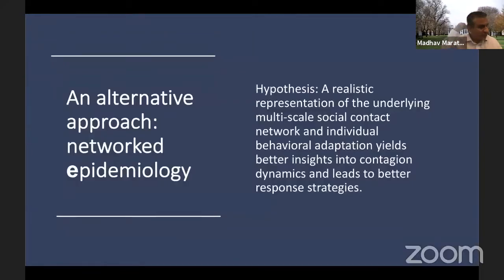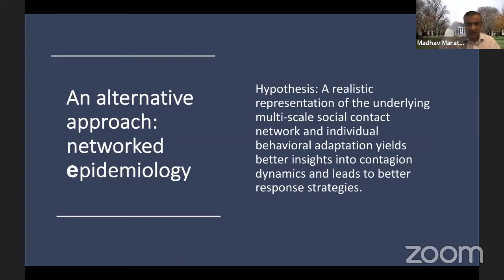So as much as these models have been useful, there is a certain amount of shortcomings, or shall I say, something left to be desired, which is that they don't capture the heterogeneity of the system, right? And the approach that I would like to outline today is one that I'm calling networked epidemiology, to studying epidemic processes on multi-scale social contact networks. And the idea and the hypothesis is that a realistic representation of the underlying network and the behavioral adaptation yields better insights into the contagion dynamics.